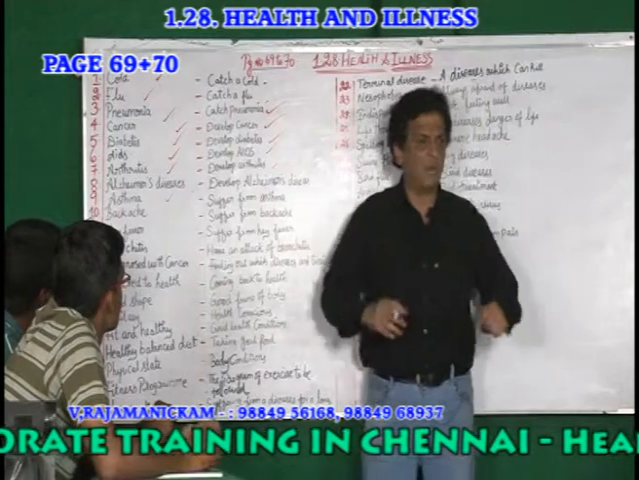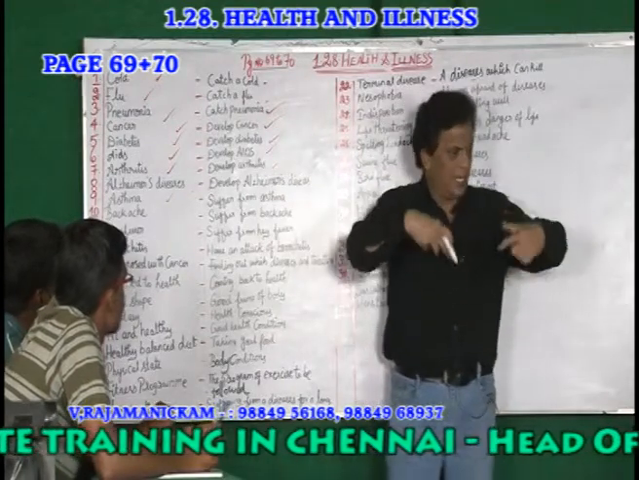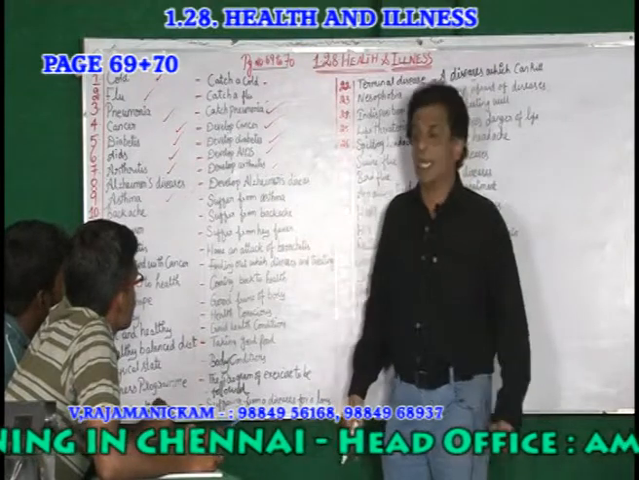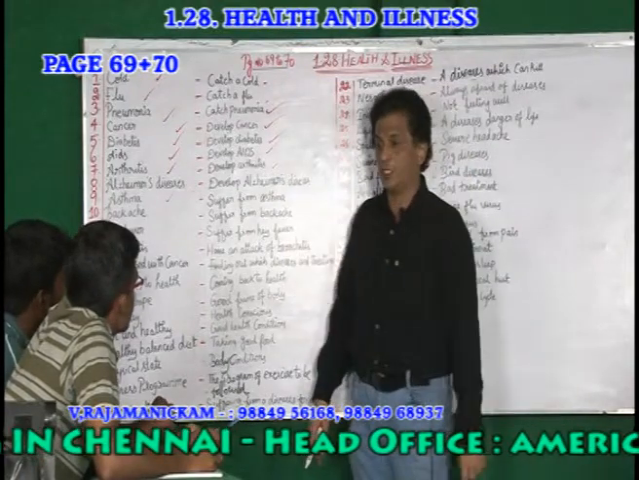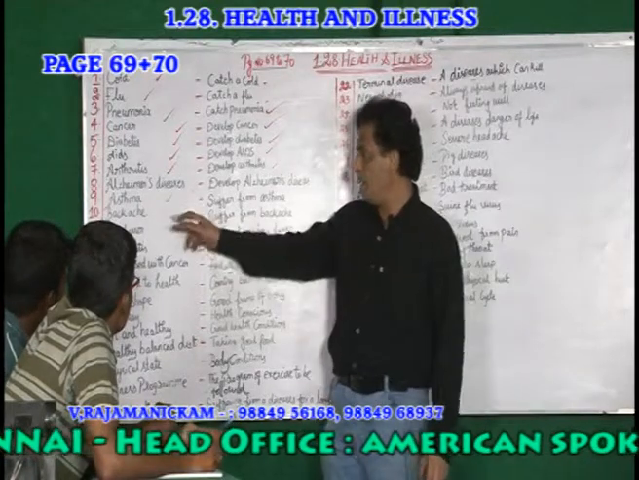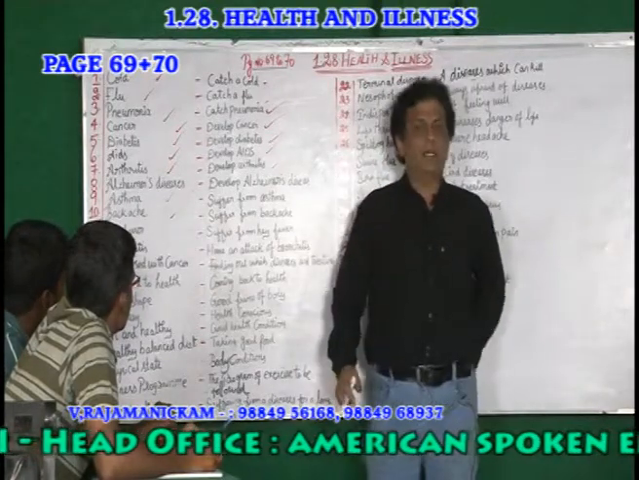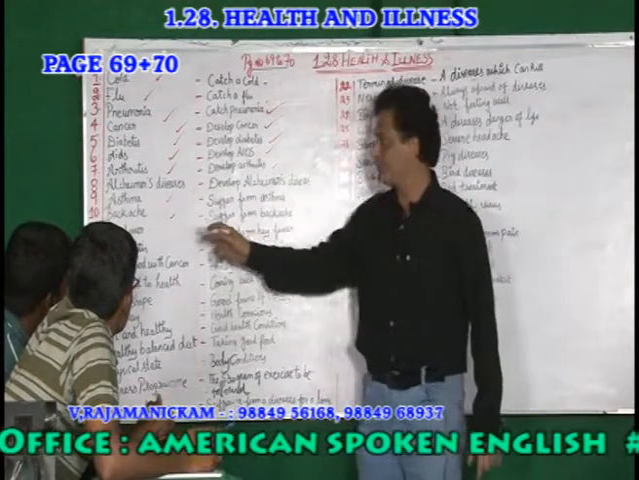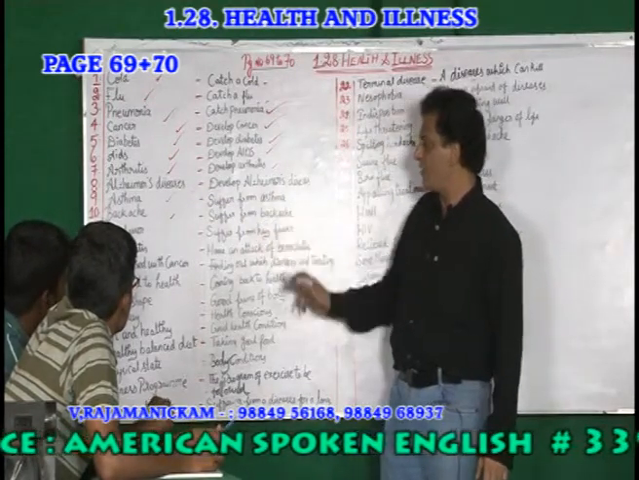Asthma. What do you mean by asthma? You are unable to breathe. So when you get asthma, what do you say? You don't say catch asthma or develop asthma. You have to say suffer from asthma. What do you mean by backache? Your vertebrae, your backbone is paining. So ache means pain. Suffer from backache.